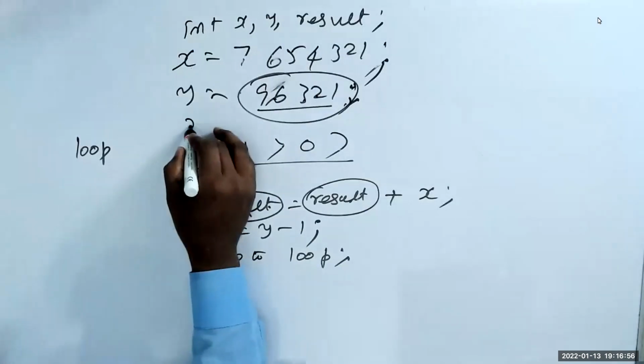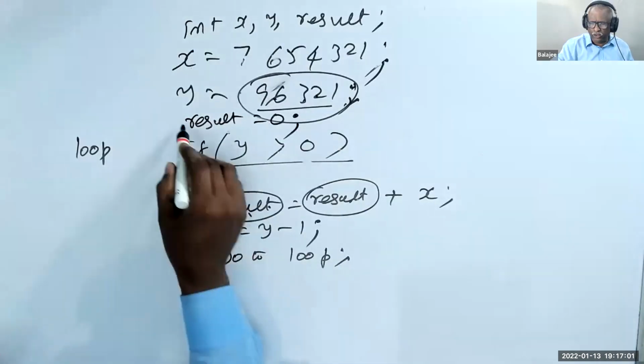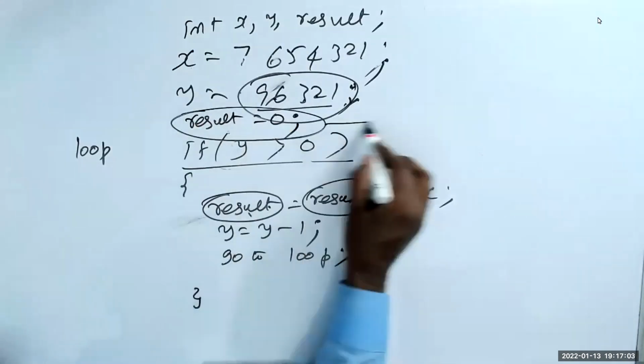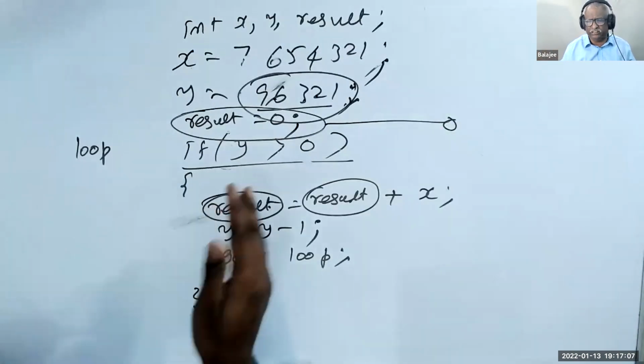So the result should be initialized with 0 or some number. Correct. Yeah, you should do that. That's the thing I'm telling you. Otherwise, it will give a garbage value. Correct. A lot of people are giving this, which I'll explain later in C programming.